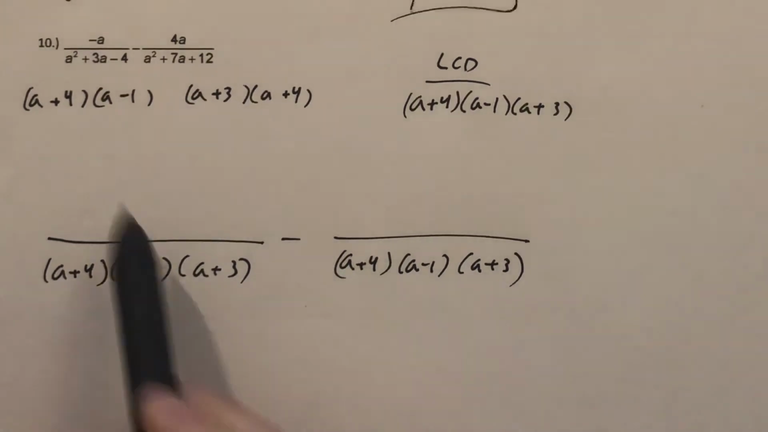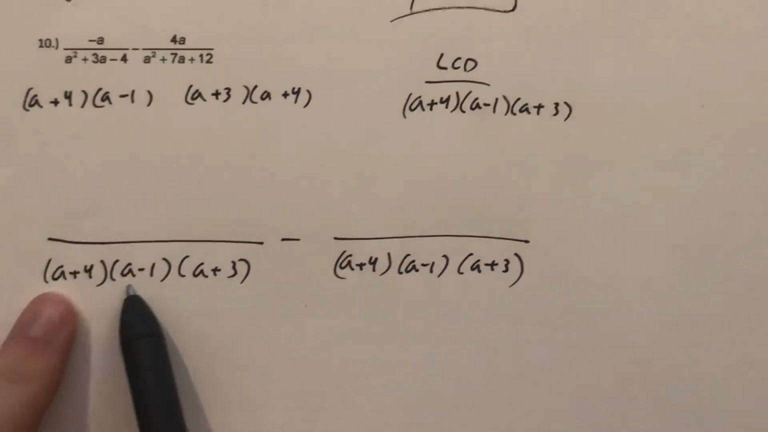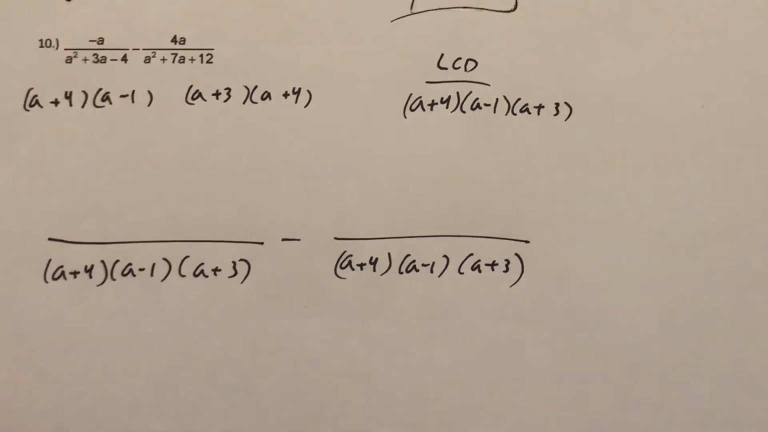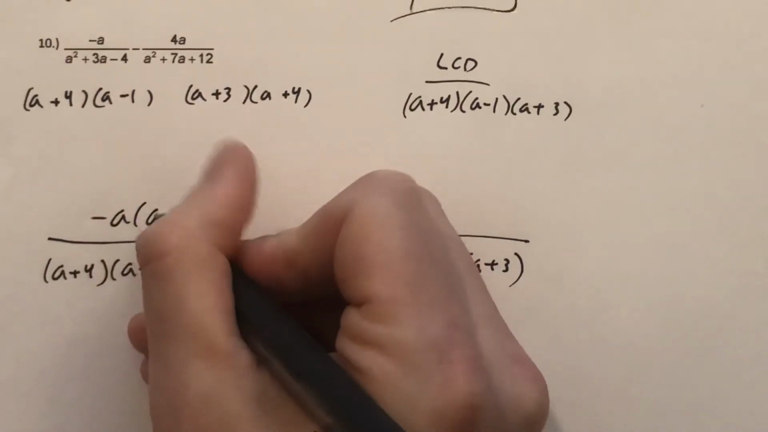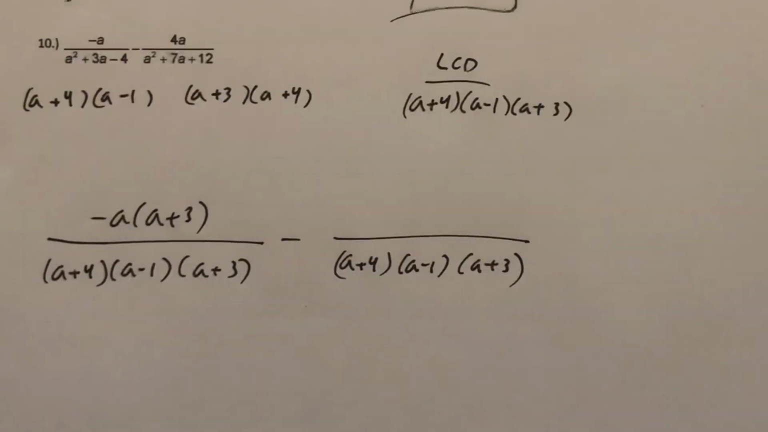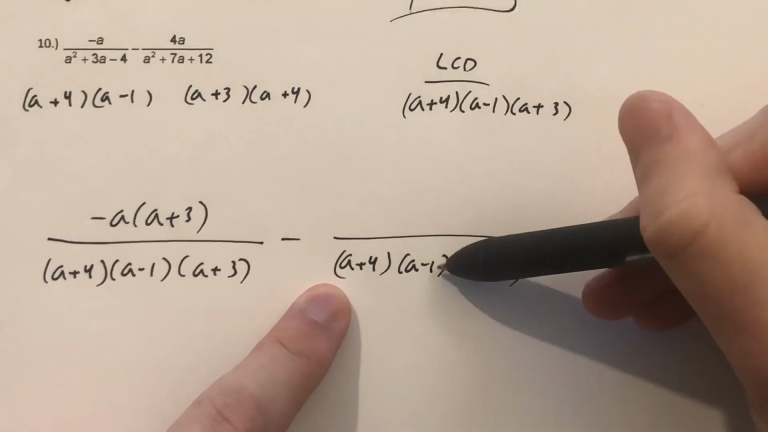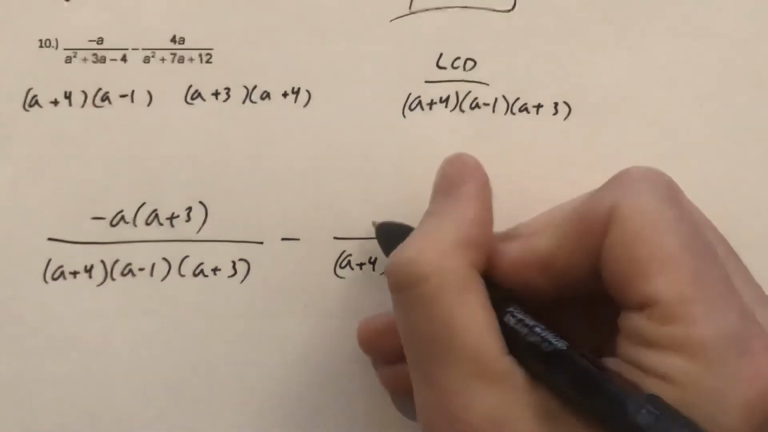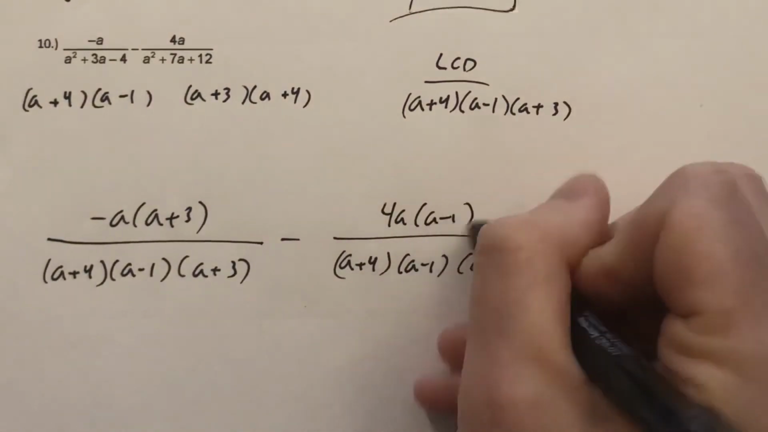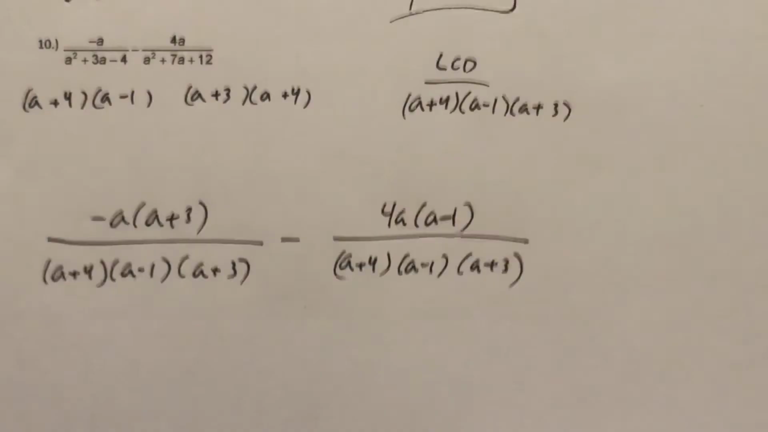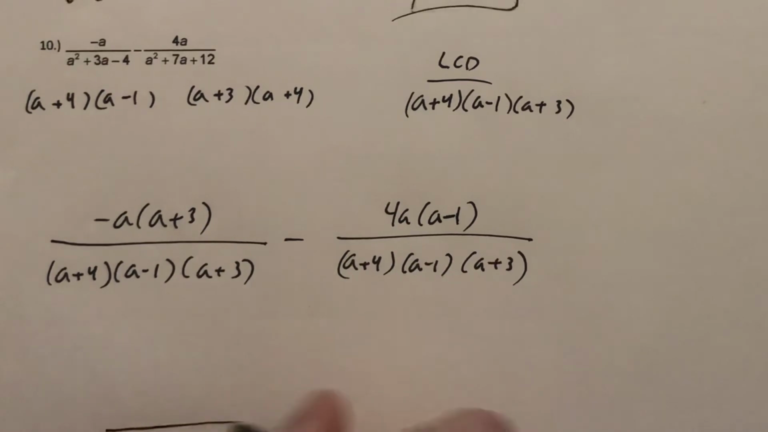But now, same idea. This denominator had those two factors. It was only missing a plus 3. So I'll take the negative a times that missing a plus 3. This denominator had the plus 3 and the plus 4. It was only missing the a minus 1. So I'll take 4a times a minus 1. So now we've got these able to be combined into a single fraction with that as our denominator.